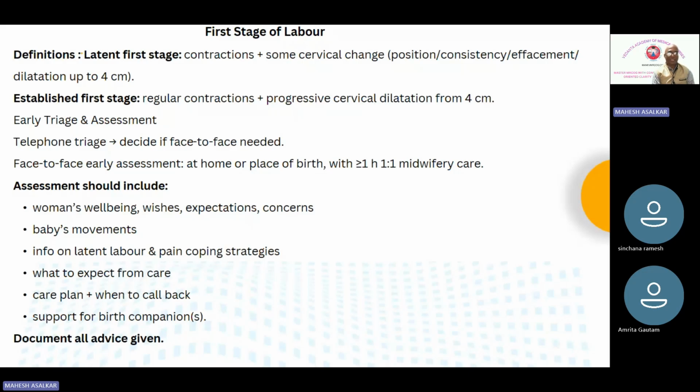So what we have to do? Early triage and assessment. The triage can be telephone triage, to decide if face-to-face is needed. Face-to-face is early assessment at home or place of birth, and there should be 1:1 midwifery care. Okay, assessment should include the woman's well-being, wishes, expectations, concerns, baby's movements, then information about latent labor and pain coping strategies, what to expect from care, the care plan, and when to call back. Okay, support for birth companions should also be discussed, and we need to document everything. So it is mainly the assessment and advice in the latent first stage of labor.